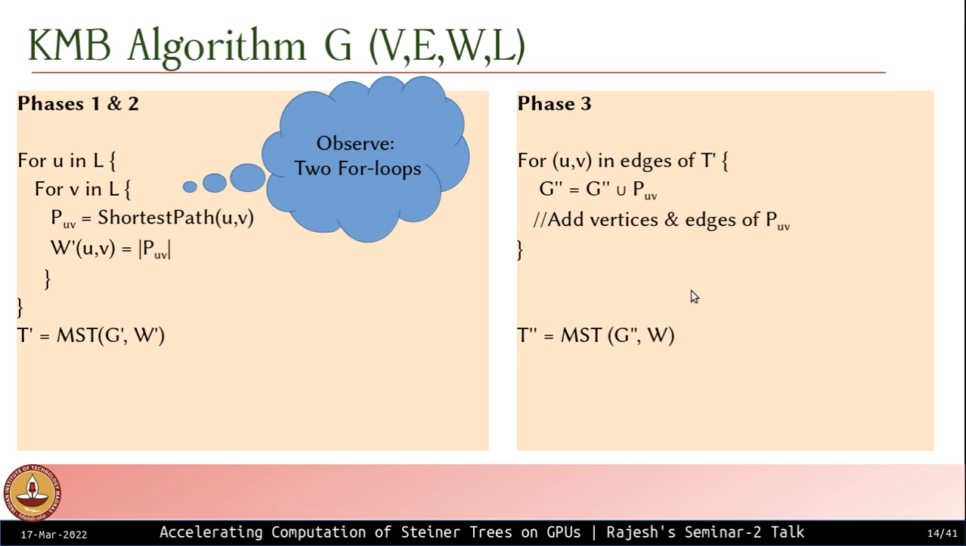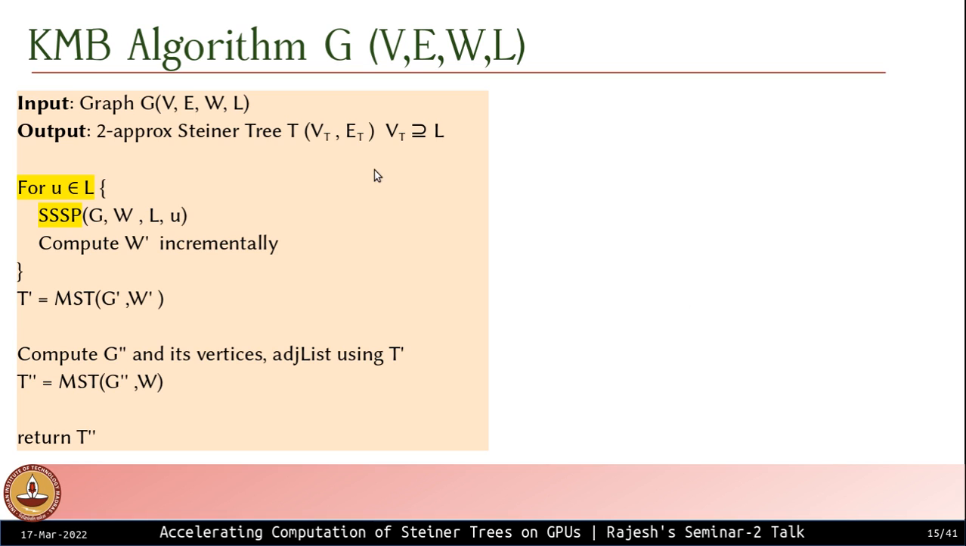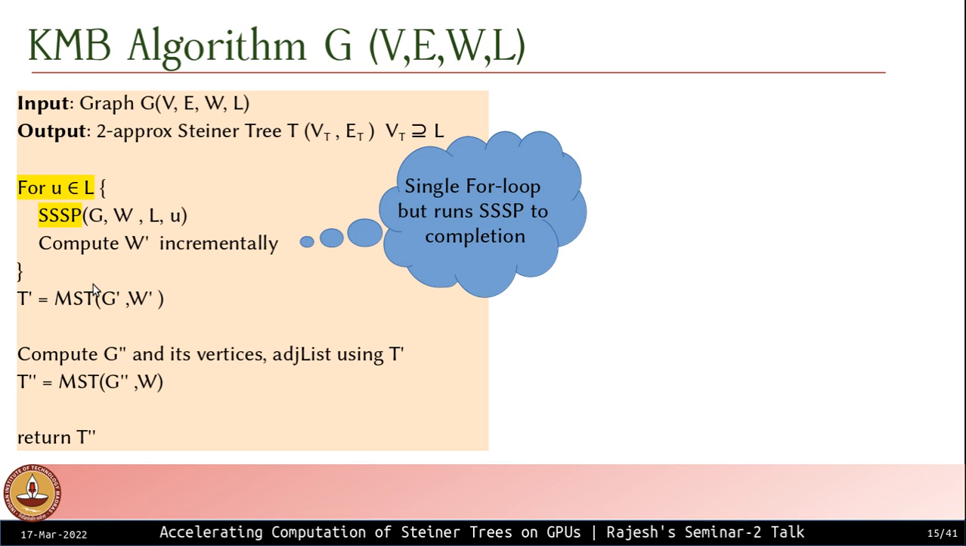So these two loops, can we avoid these two loops? Yes. So we modified their algorithm and substituted them with a single for loop, but instead of running shortest path distance, we run single source shortest path algorithms. So we replaced shortest path with the SSSP algorithm here, and the rest of the algorithm remains the same.